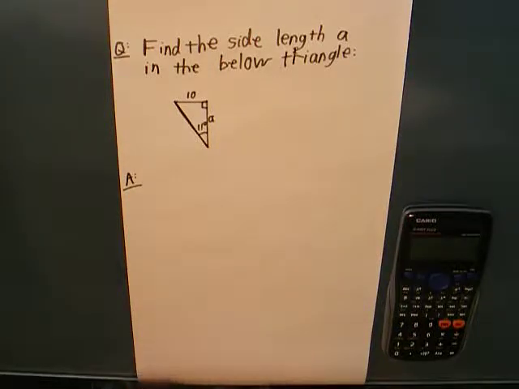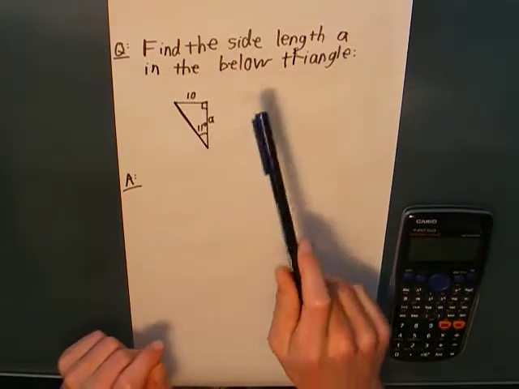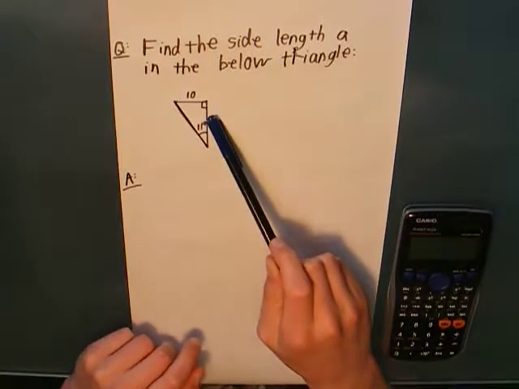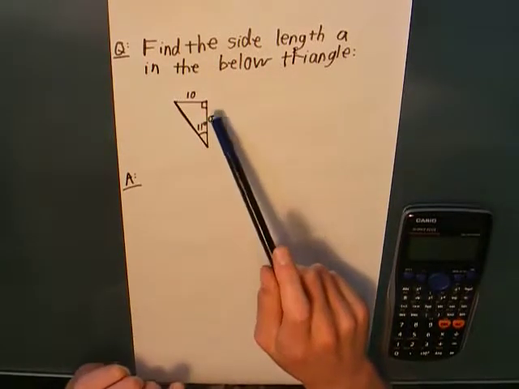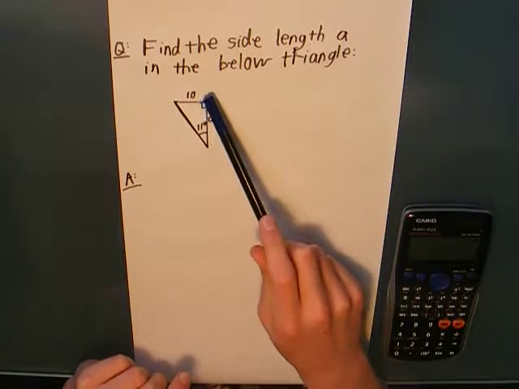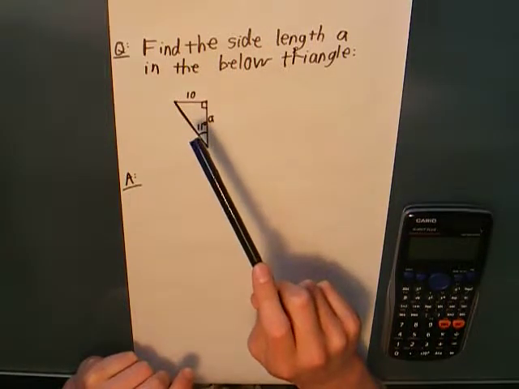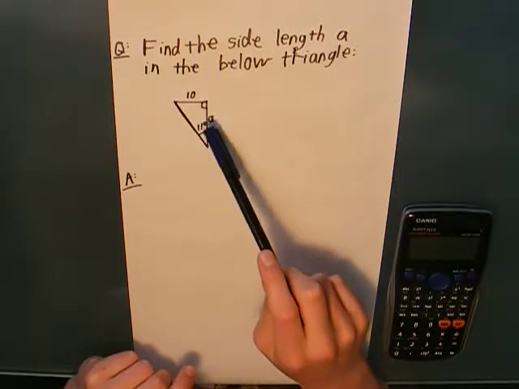So in this video I'm going to be teaching you how to find an unknown side length in a right angled triangle. Here in the question I've been asked to find this side length A, and it's unknown. For a triangle, it's right angled because it's got a right angle here, this angle's 90 degrees. And that means I can use trigonometry to find A.